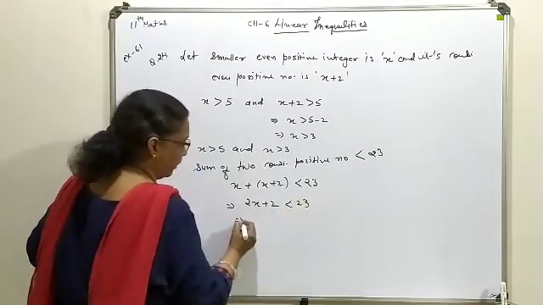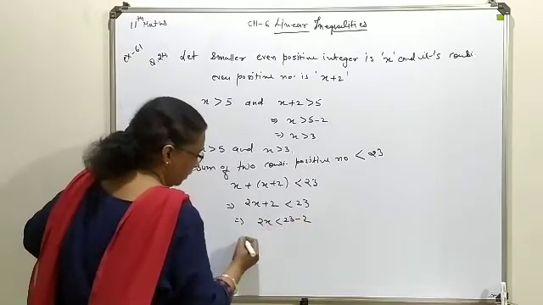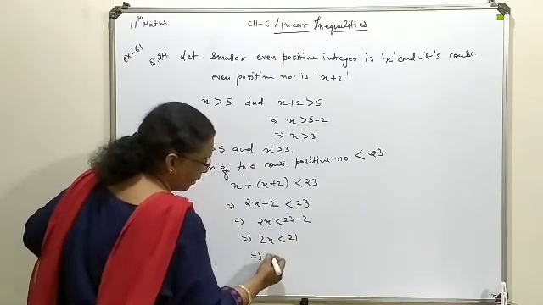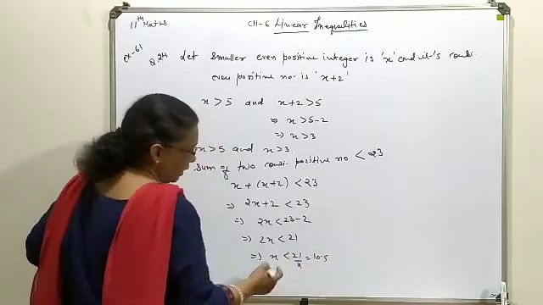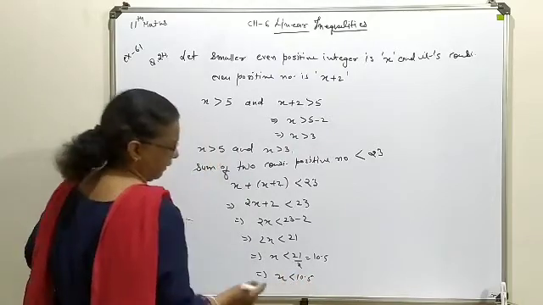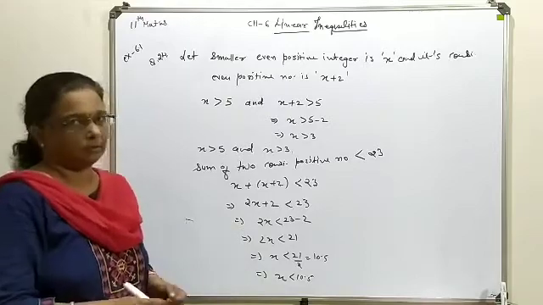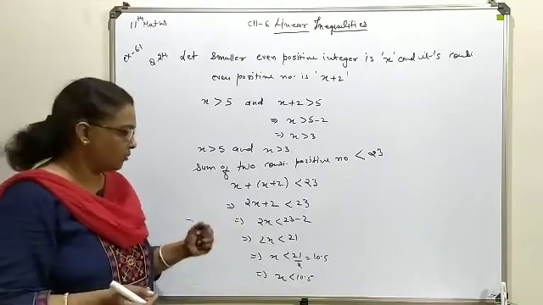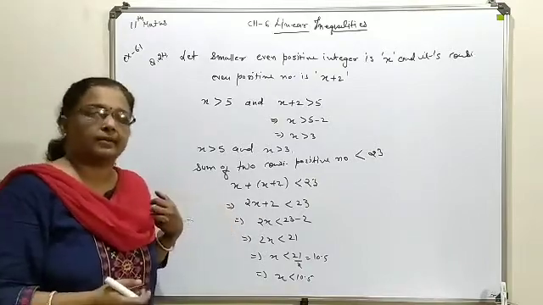This 2 you shift over there. So this is your 2x less than 21. Divide by 2, 21 by 2, so this will give you 10.5. Meaning x is less than 10.5. Here we are talking about integer values, so we will consider integer solutions only. Whatever integer you select should be less than 10.5, meaning integer 10 you can select as an answer.